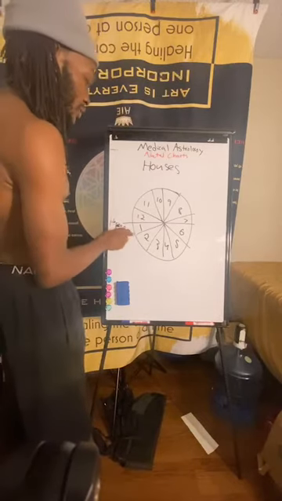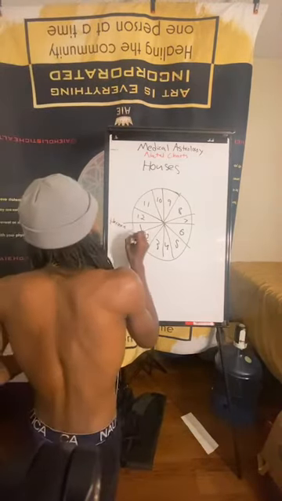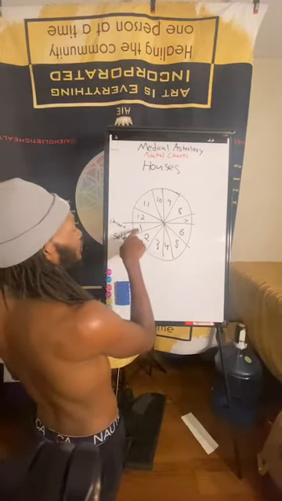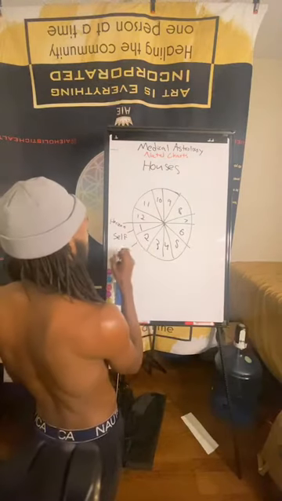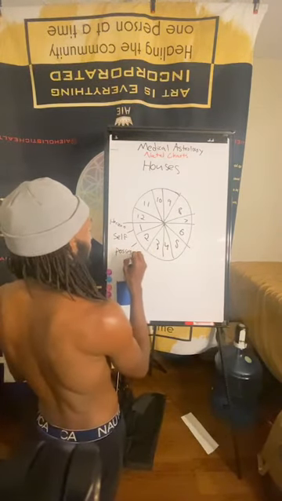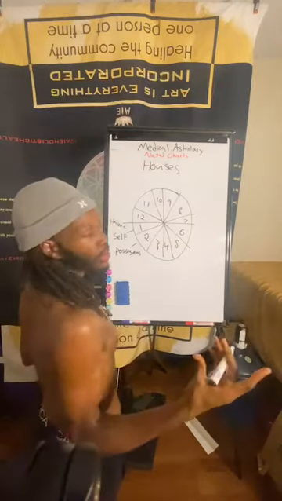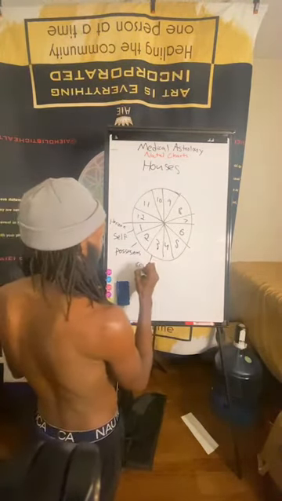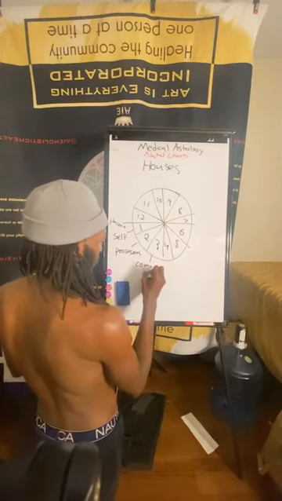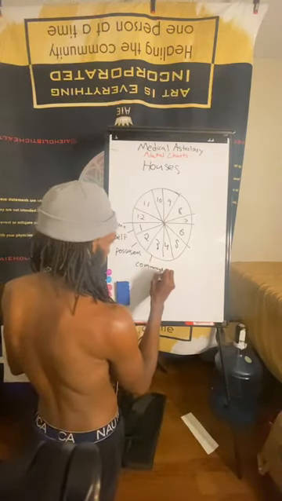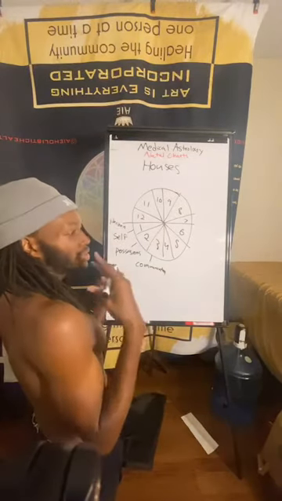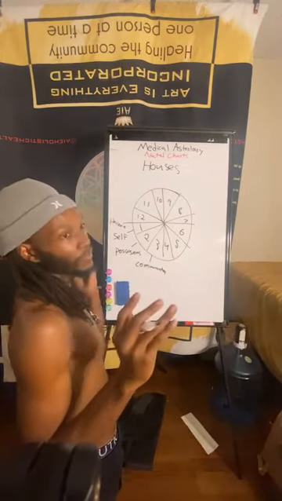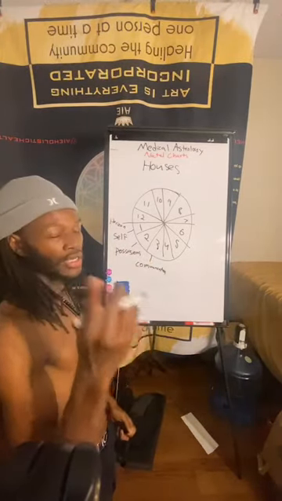Okay, so the first house is the house of the self, right? The second house is the house of possessions, right? Things you own, things you want to own, luxury things like that. This is communication. 3 is communication, right? So speaking to people, communication. Technology.